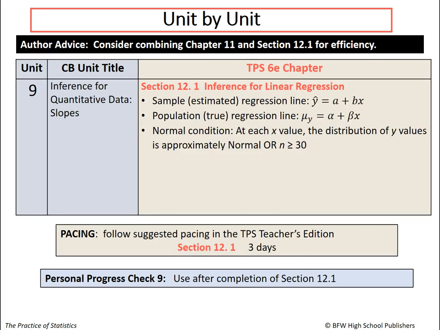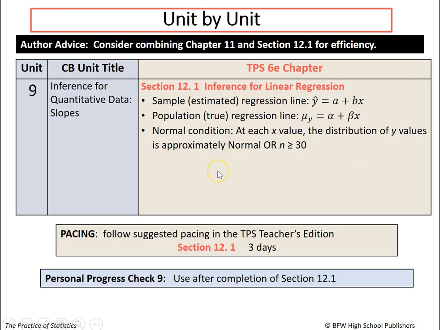And finally, Unit 9 in the College Board's Course Framework, Inference for Quantitative Data: Slopes. A couple of notes about Section 12.1 and TPS 6. The sample or estimated regression line notation in the course framework is the simpler y hat equals a plus bx, and the population or true regression line is given by mu sub y equals alpha plus beta x. Unfortunately, now alpha could represent the probability of a type 1 error, i.e. the significance level, or it could represent the y-intercept of a linear regression model.